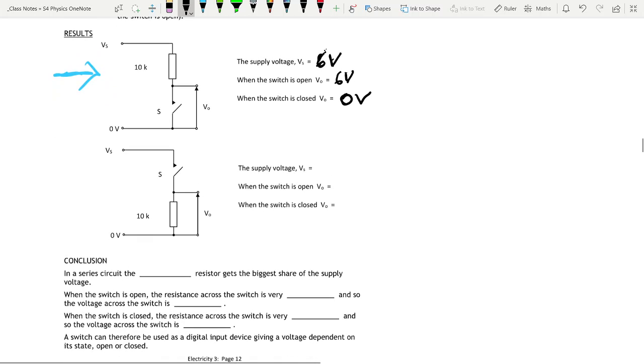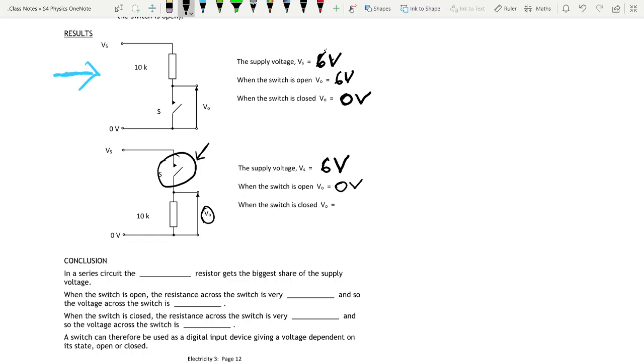Okay, if we look at the other circuit, this time around we've got the switch on the top and the resistor at the bottom. So we've got again a supply voltage of 6 volts. This time, when the switch is open, there's a huge resistance across the switch. So that means all the voltage will be across the switch. We're actually looking now at the voltage across the resistor. So if all the voltage is across the switch, then there must be no voltage across the resistor. There's no voltage left over. So that's going to be 0 volts.